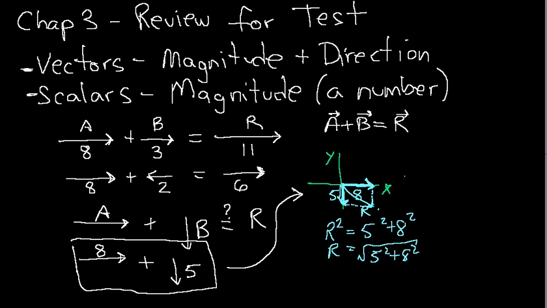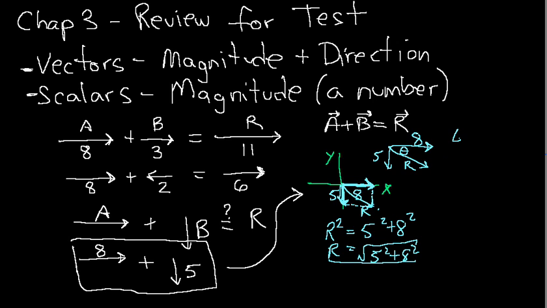And let me just redraw that up here so we could see what we're doing. This is 8, this is 5, and this here is my result. And there's going to be some angle that the result is going to be going at, all right? So we already figured out R down here. R is simply the square root of 5 squared plus 8 squared.